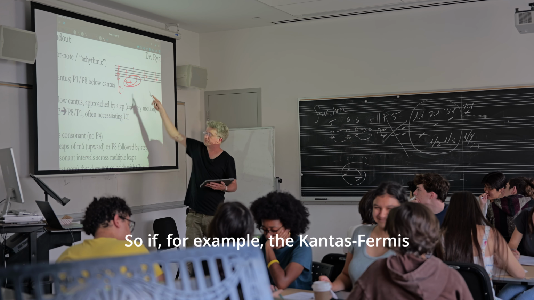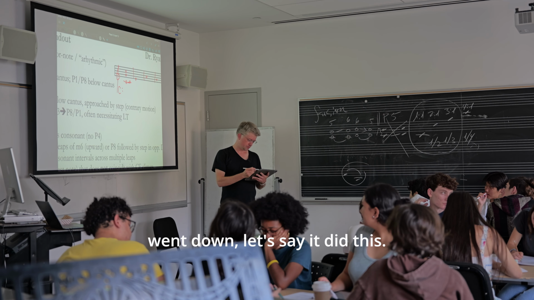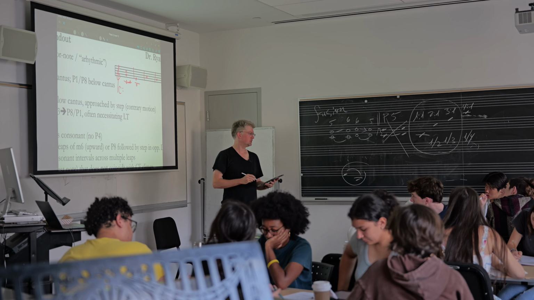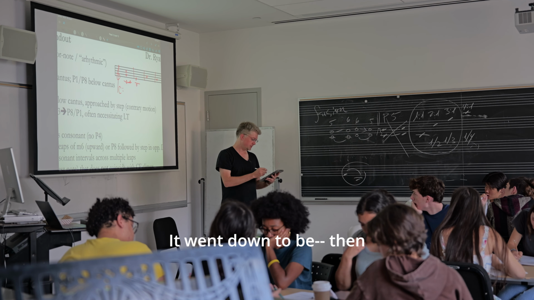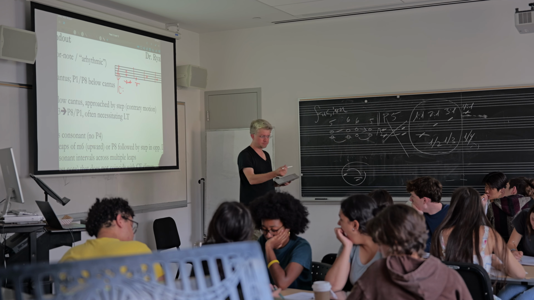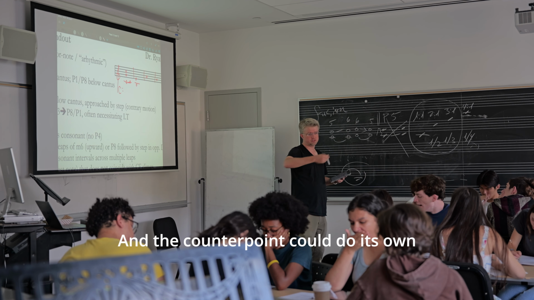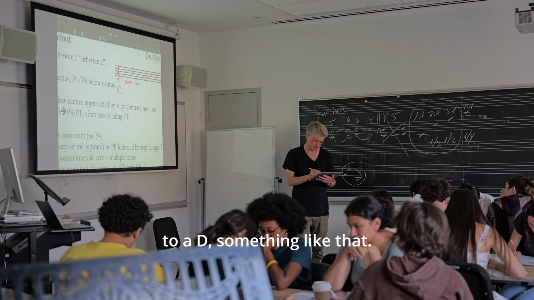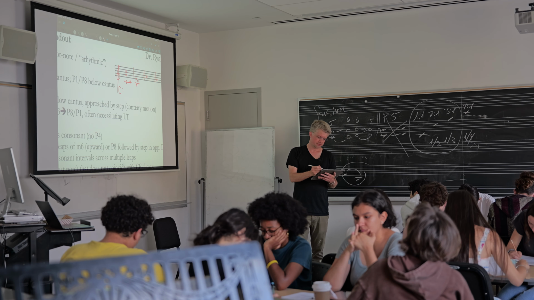So if, for example, the cantus firmus went down, let's say it did this. It went down to a B. Then we could start on a unison. And the counterpoint could do its own thing, go up to another note, could go up to a D, something like that.